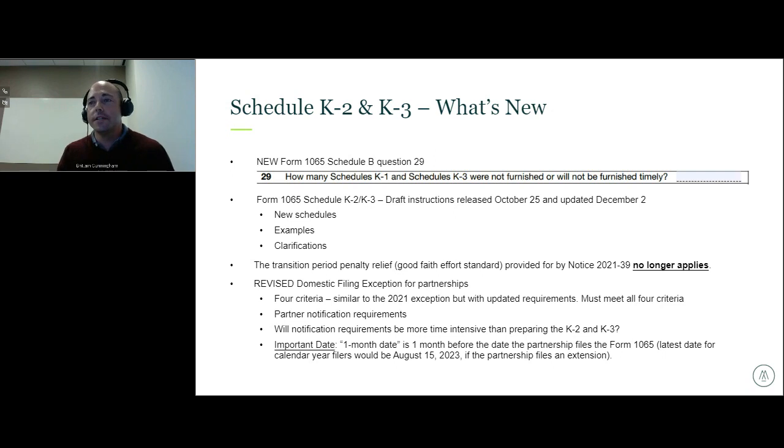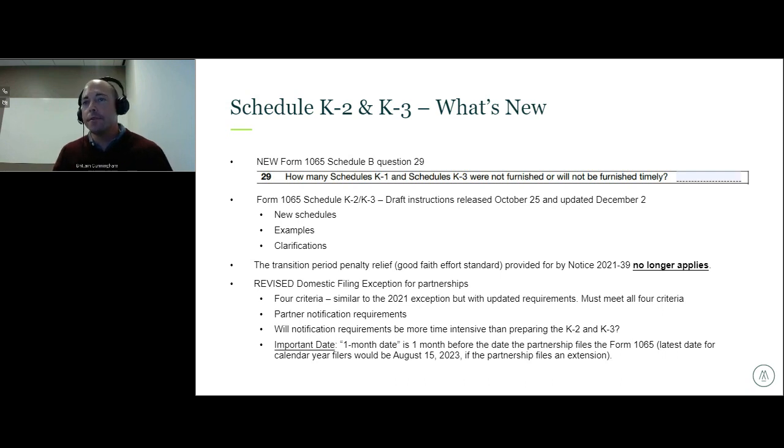I think you have to consider that on a return by return basis. Certainly for a simple partnership with just a few US partners that are individuals, maybe this makes sense. But when you get a lot of partners where you might be getting a lot of answers back at different points in time, it could be more complex. So think about that as we talk about the requirement here and whether it makes sense.